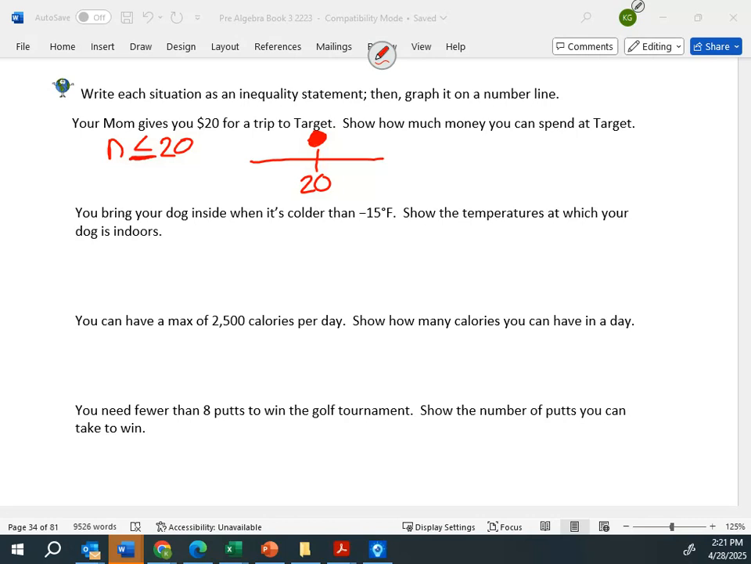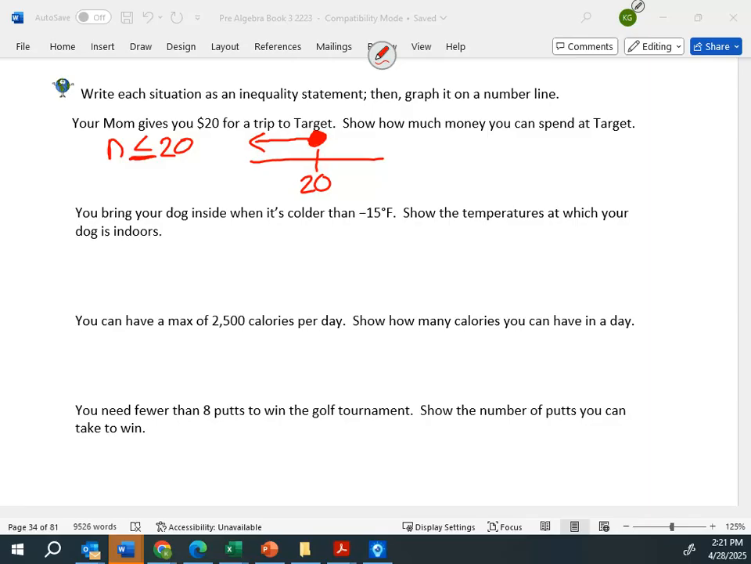I only have $20 in my pocket. I can't spend more than $20, but I can spend less than 20 and put some in my piggy bank for next time. So my graph would look like this with 20 on my number line. My circle is filled in because it can be 20, and my arrow goes to the left because it could be numbers less than 20. Let's do one more together.